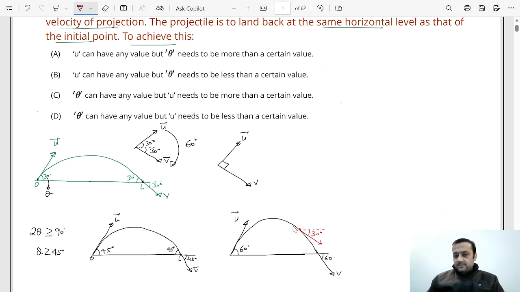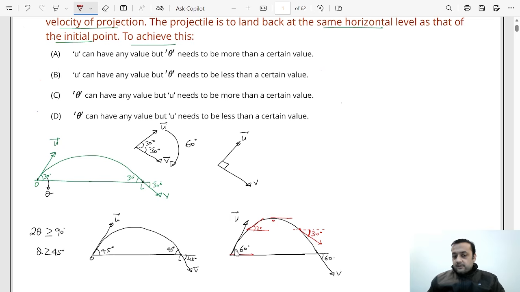Somewhere on this point, because velocity, if you look, velocity here is making an angle of 60. Here the velocity will make an angle of 30. Here the velocity makes an angle of 0. Here it is making an angle in the downward direction. So somewhere here the angle will be 30.